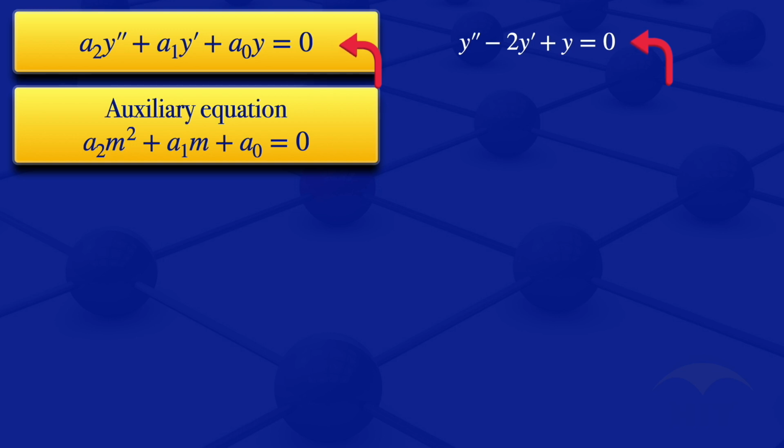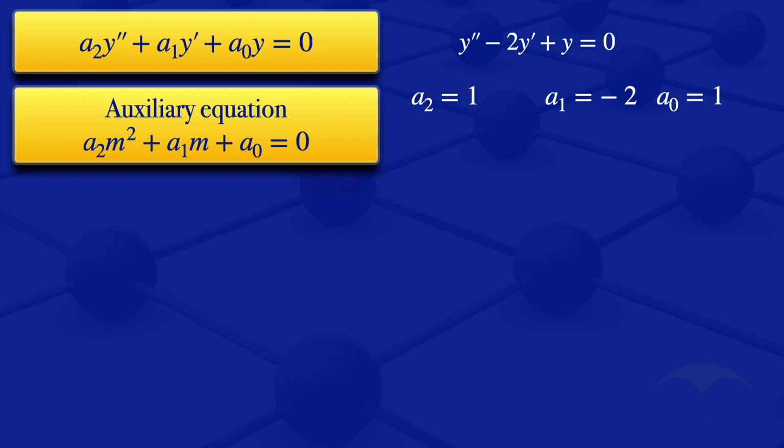Look at the coefficient of y''. Here it's a2, here it's 1. So by comparison, we see that our a2 is equal to 1. Look at the coefficients of y'. Here it's a1, here it's -2. So we see that our a1 there is -2. Look at the coefficients of y. Here it's a0, here it's 1. So we have our a0 there is 1.